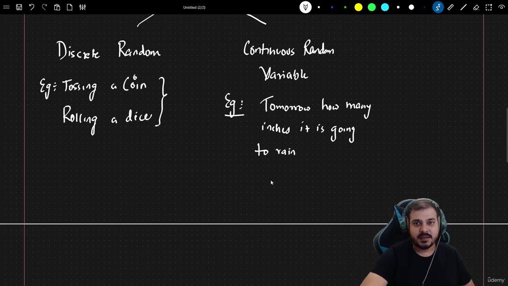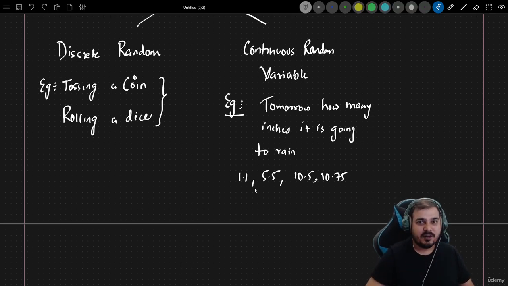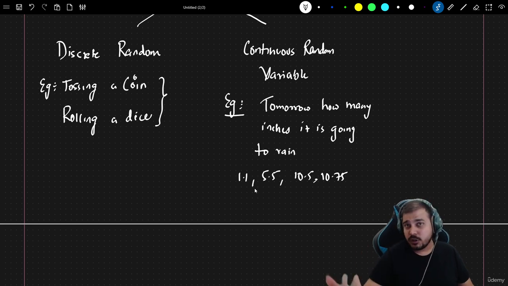Okay, this is a process. And why am I specifically saying it is a continuous random variable? Because out of this particular process, tomorrow it can rain around 1.1 inches, it can rain around 5.5 inches, it can rain around 10.5 inches, it can rain around 10.75 inches. So there is no such specific value. It can have any value. Let it be a whole number, let it be a fraction, and it can be infinite also. Obviously it will be starting from 0.